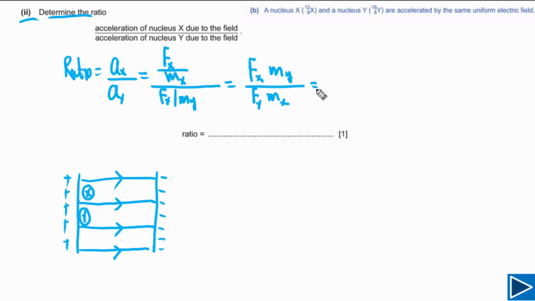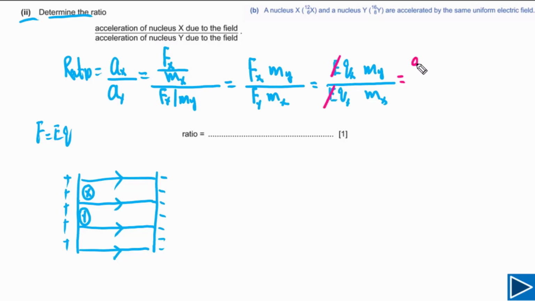We can further simplify. We can see that electric force is equal to EQ. So we can replace F with E times QX. And here we have mass of Y. And same we can do for Y, Fy. F is equal to E times the charge on Y times the mass of X. Now from here we can simply cancel E because E is the same. They are in the same uniform electric field, so we can cancel this.